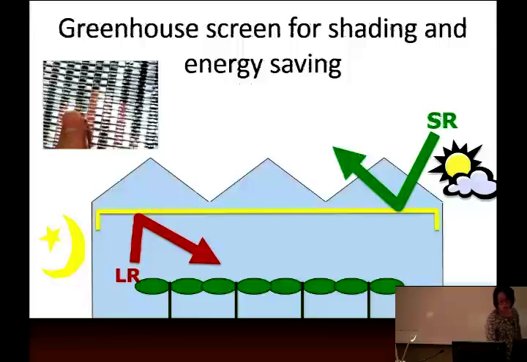Okay. Some of the shade cloths can be used during the day as literally a shade, creating shade to block the shortwave radiation, basically bouncing it back to the atmosphere.